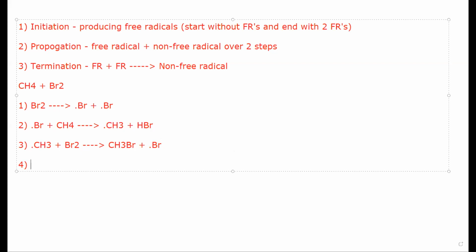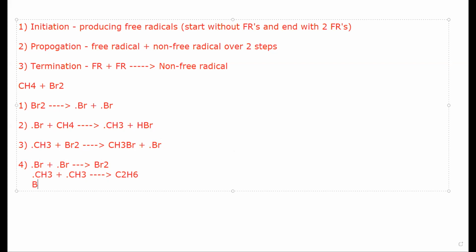And then the last step can be whatever you want it to be. You can react two Br free radicals to reproduce Br2. You can do CH3 plus CH3 to produce C2H6. Or you can do Br plus CH3 to produce a secondary CH3Br. You can make that whatever you want it to be. You can do any combination of the radicals that you've produced, just react them together, and that's your termination. Does that make sense, everyone?